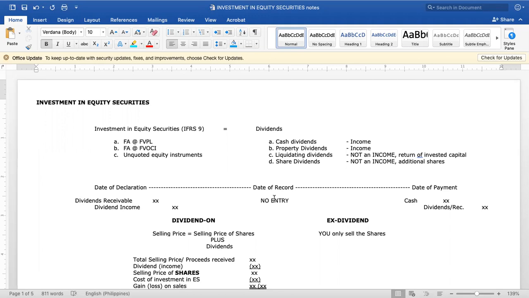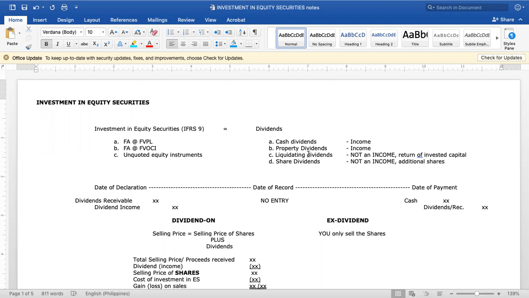Okay, so we know that it's an investment account. So if we invest, probably there's a return to us. There's something in return for our investment. Here, if we invest in stocks, particularly under IFRS 9, the return is called dividends. And we have different types of dividends: cash dividends, property dividends, liquidating dividends, and share dividends.